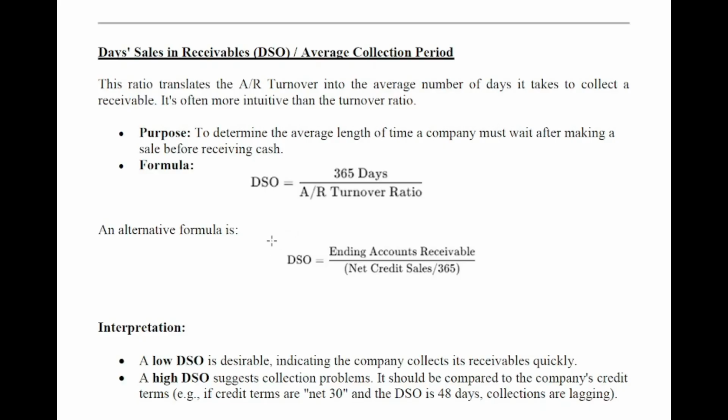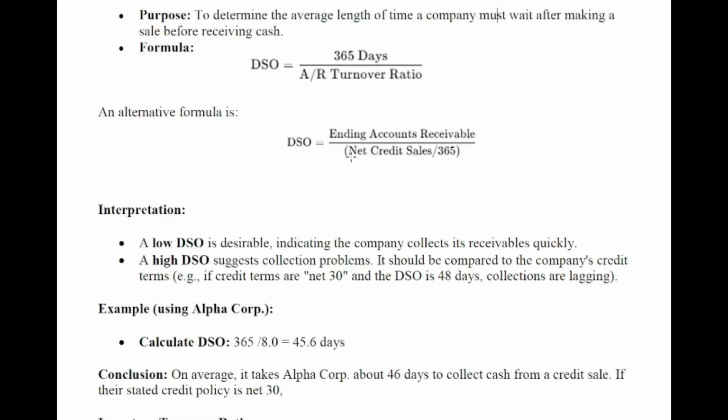There is an alternative formula also: ending accounts receivable divided by net credit sales, divided by 365. A low days sales outstanding is generally desirable, indicating that the receivables are being collected quickly. A high days sales outstanding suggests a collection problem. It should be compared with the company's credit terms.